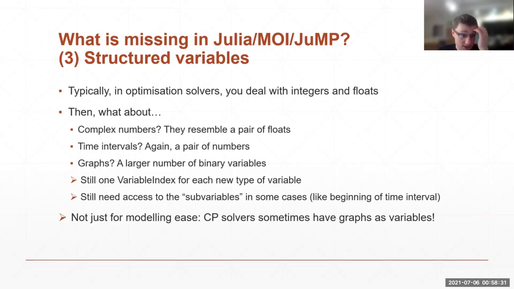And for this, it would be best to have one variable index that's available for each kind of new variable, while still having the possibility to access sub-variables if you need to. This is not just for modeling ease, because sometimes the CP solvers have graphs as variables. It's something that they natively support. It would be best that the user can access these.